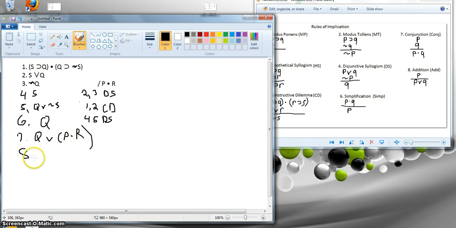Okay, I'm running out of time, but what you would do now is you also have not Q, so you can get P or R with 7 and 3 disjunctive syllogism. Thanks.